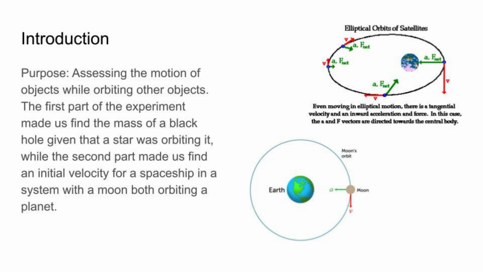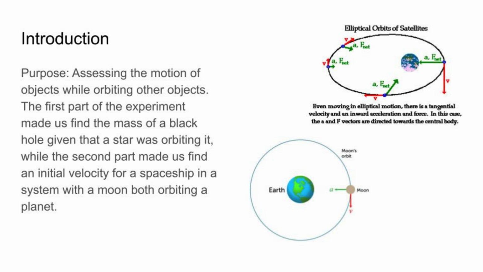The purpose of this lab was to assess the motion of objects while orbiting other objects, aka look at their centrifugal force. The first part of the experiment made us find the mass of a black hole, given that a star was orbiting it, while the second part made us find an initial velocity for a spaceship and a system with a moon both orbiting a planet.